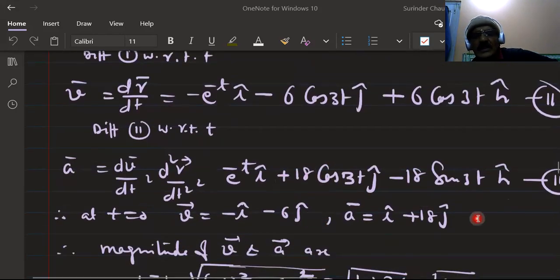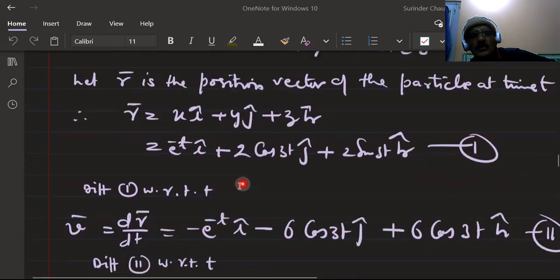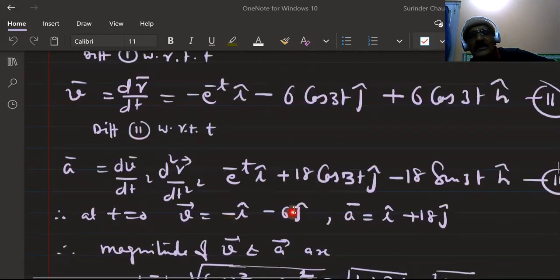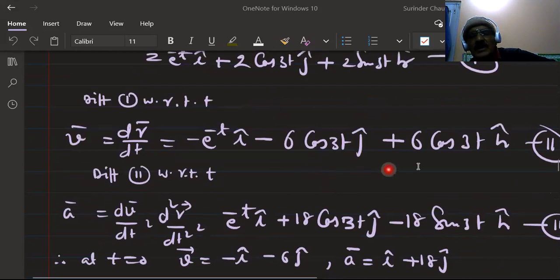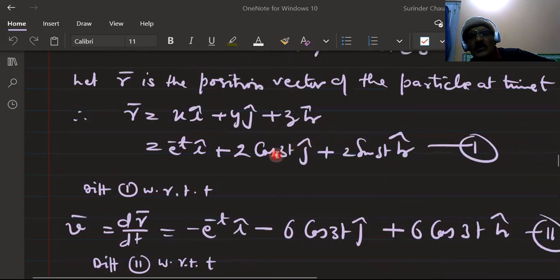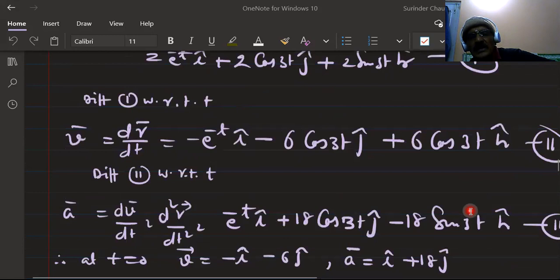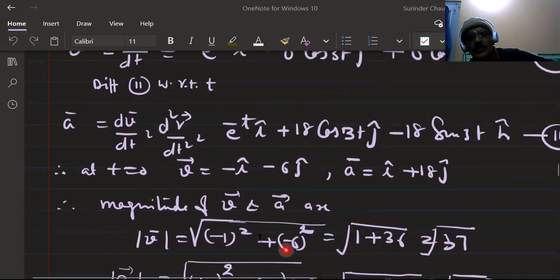Now at time t equal to 0, substitute 0 here. So v will be sin 0, which is 0, so minus i, minus 6 j, plus 6 k. It should be j here, this is right.